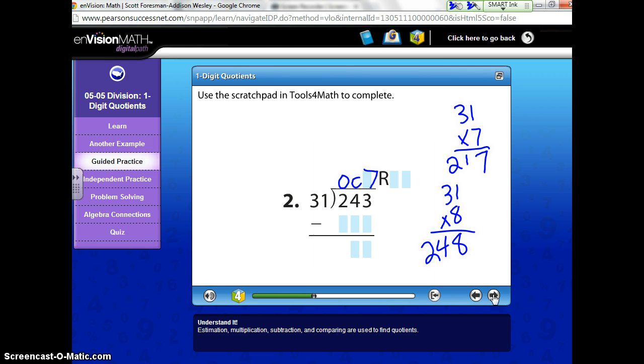We've got 21. Is that going to work? 217. What do you notice? Can't do it. Trade. Borrow and trade. 6, 2. Is that okay for a remainder? It is. What do you think?